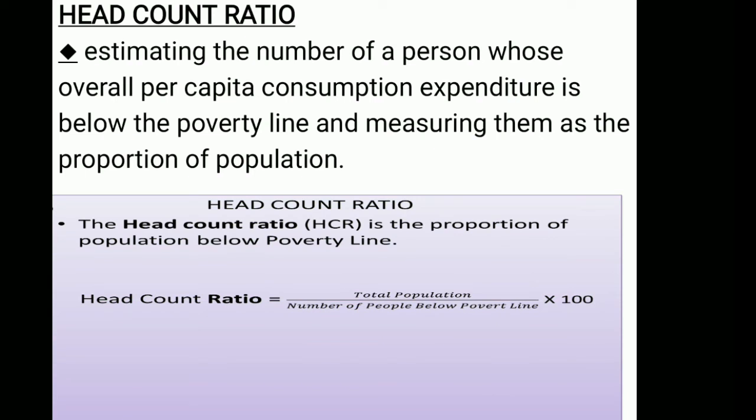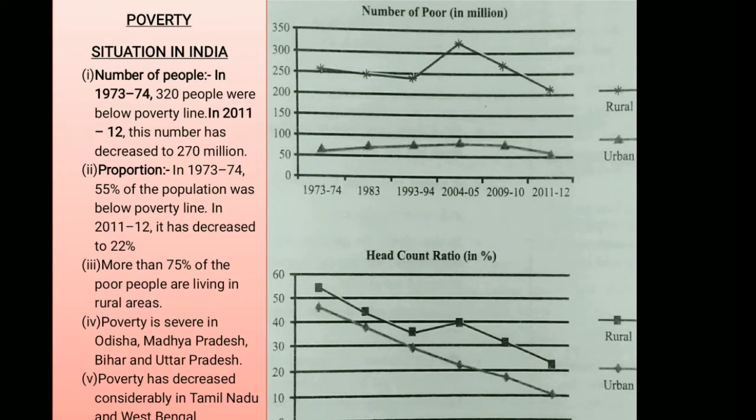Now we are going to see one important term related to it, that is head count ratio, which finds out how many people are living below the poverty line. It estimates the number of persons whose overall per capita consumption expenditure is below the poverty line and measures them as the proportion of population. It can be calculated as number of people below poverty line upon total population into 100. So this was the poverty line.